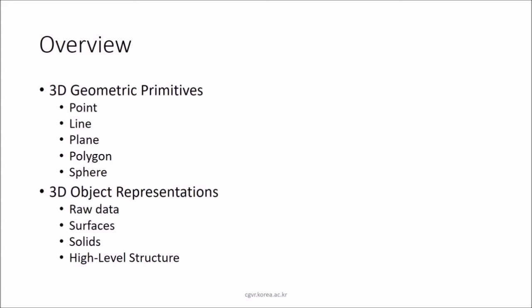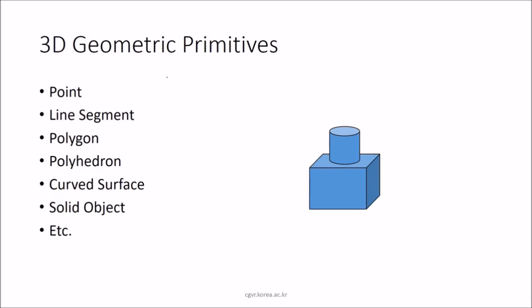So we have various geometric primitives in 3D, for example, point, line, plane, polygon, and sphere. And 3D object representation can be in the form of raw data, or some surface, or some solid, or some high level structure. So these are 3D object representations. This is 3D geometric primitives. Every primitive will be made up of point, line segment, polygon, polyhedron, curved surface, and solid object. There are various 3D geometric primitives.